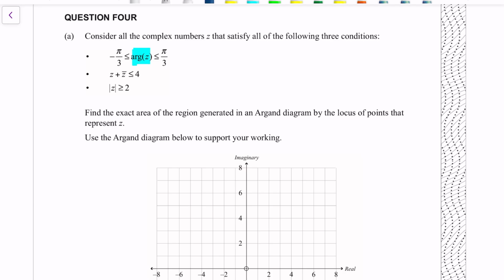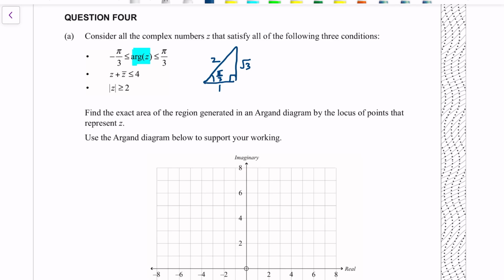Something to be wary of here is that if you have a 60 degree or pi over 3 angle inside a triangle, then this relates to a special triangle where that's half of an equilateral, that is 2, that's root 3, and that's 1. So when we sketch the locus down the bottom here on the grid, we need to make sure that the line has a slope of root 3 over 1.